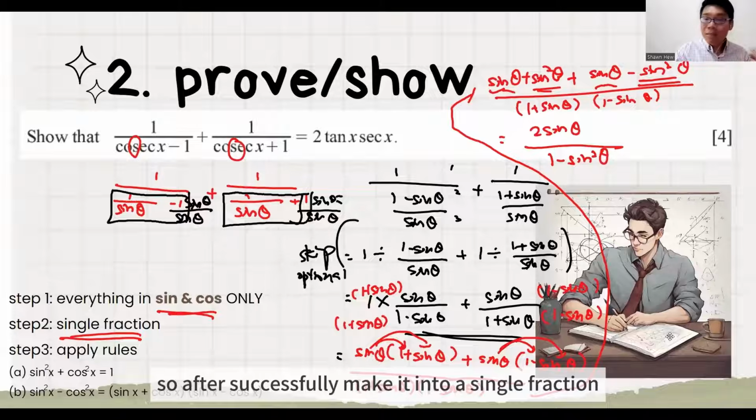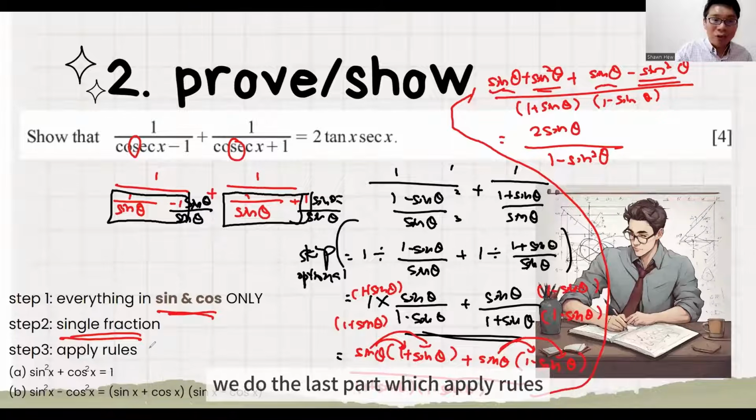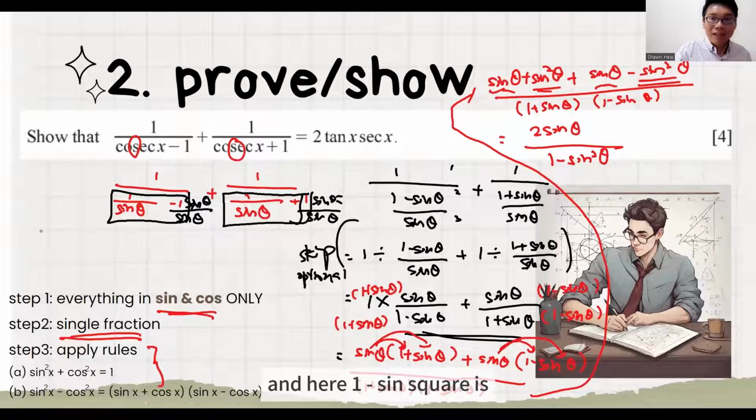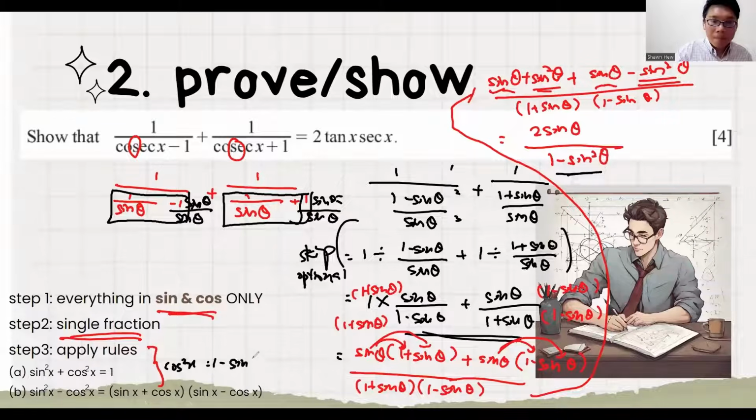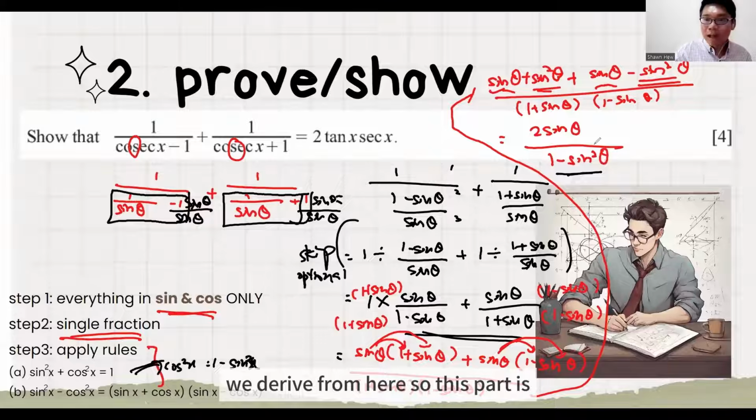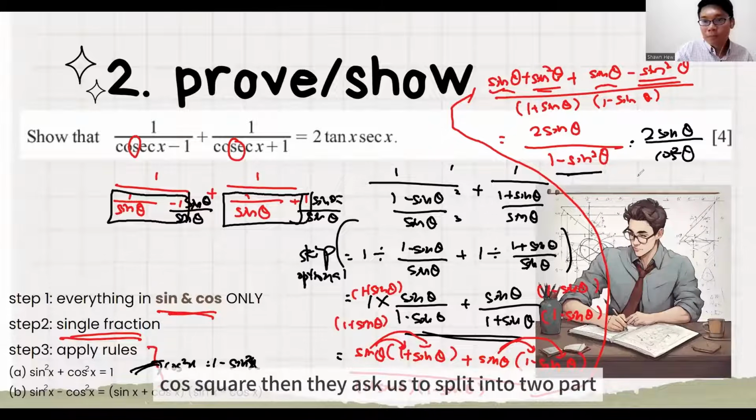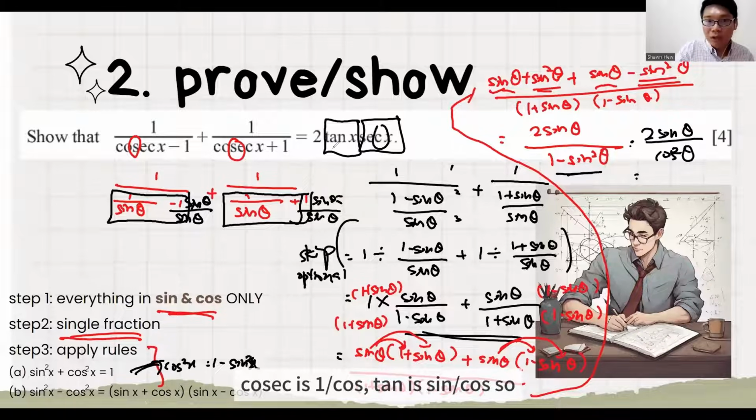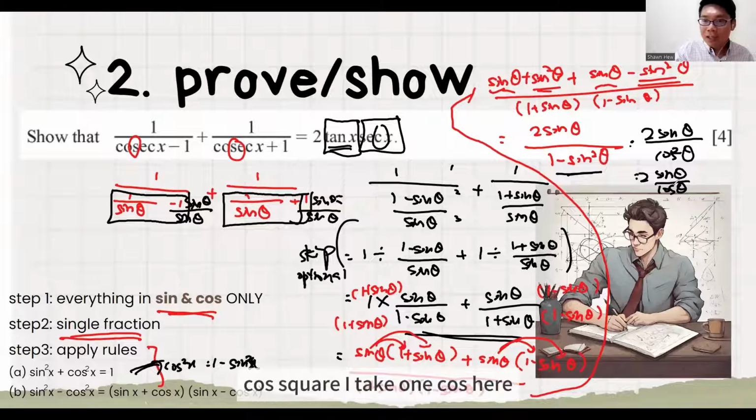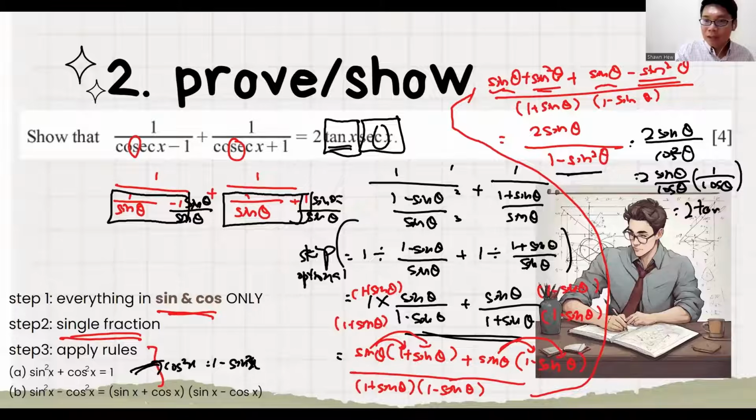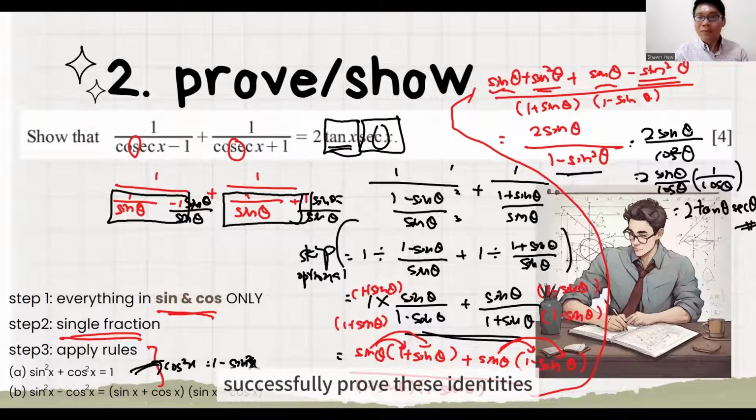Okay, so after successfully make it into single fraction, we do the last part, which is apply rules. And here, 1 minus sine square, we derive from here. So this part is cos square. Then they ask us to split into 2 parts. Secant is 1 over cos. Tangent is sine over cos. So cos square, I take 1 cos here. 1 cos, I put it here. Then it's just nice. Successfully prove these identities.